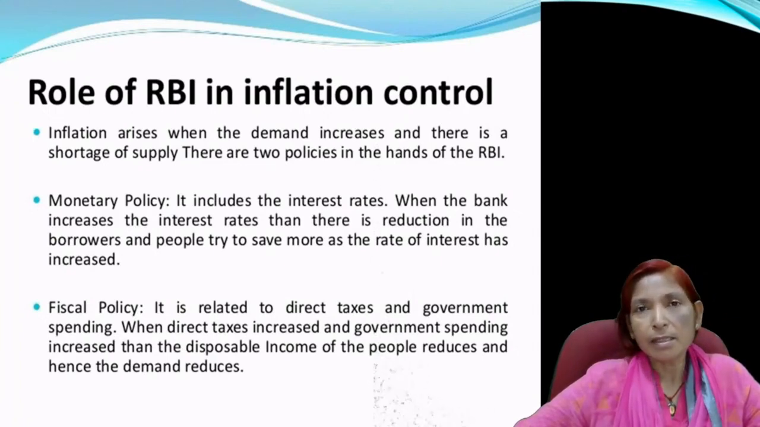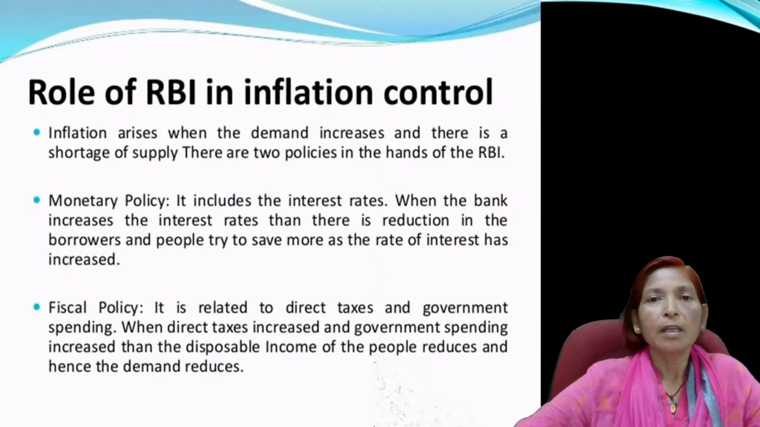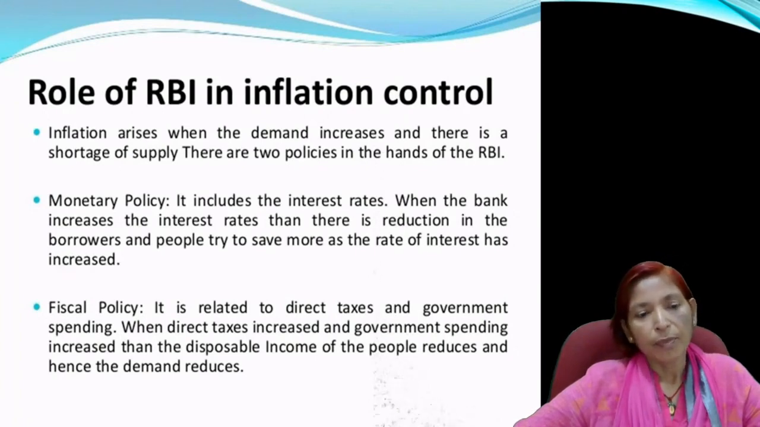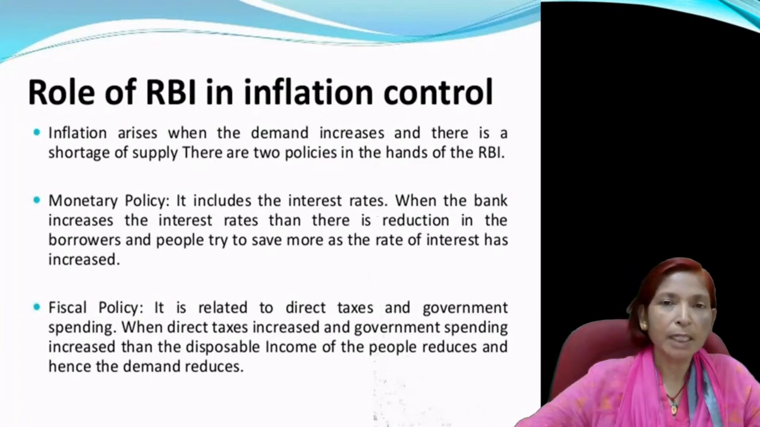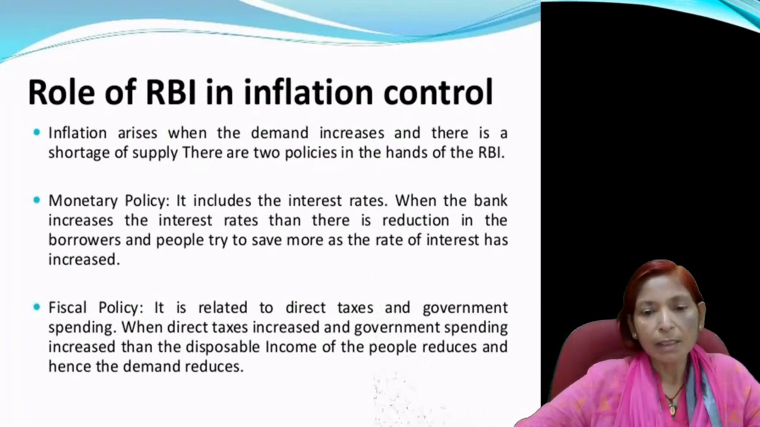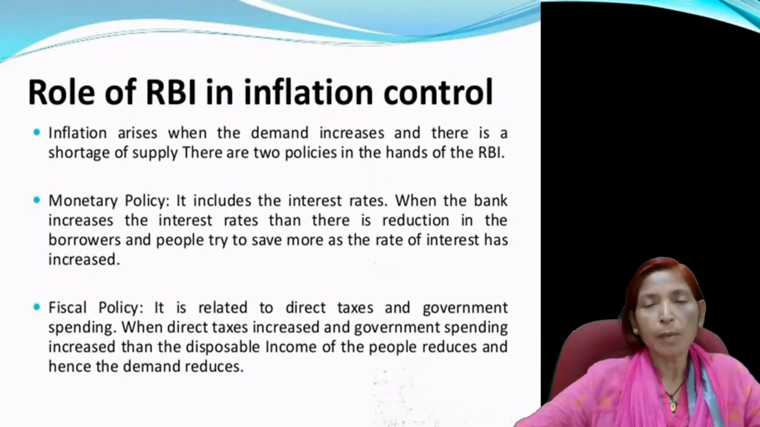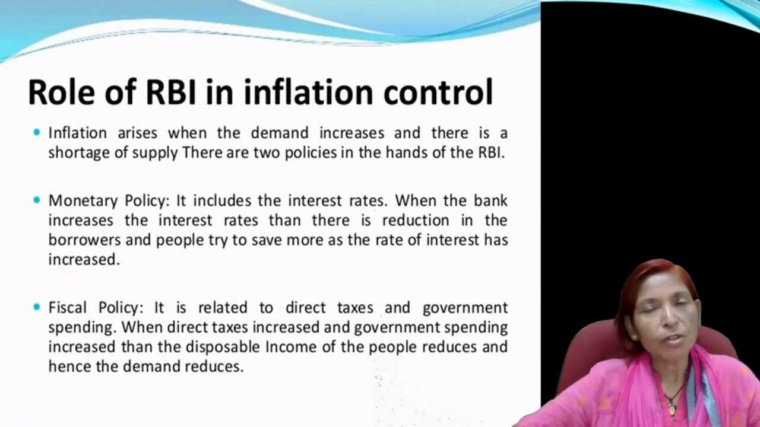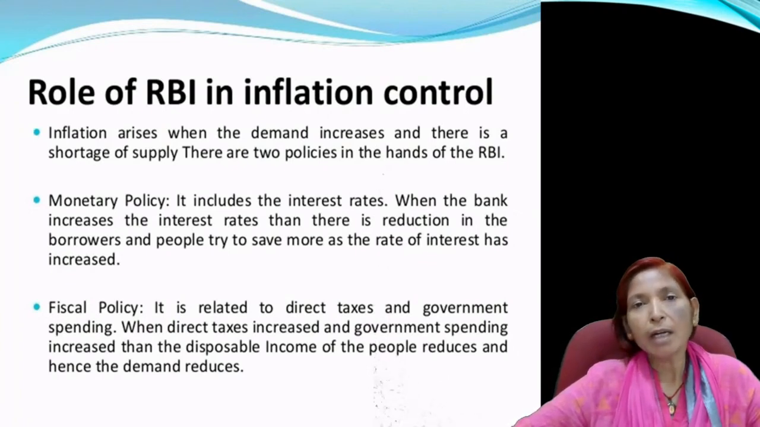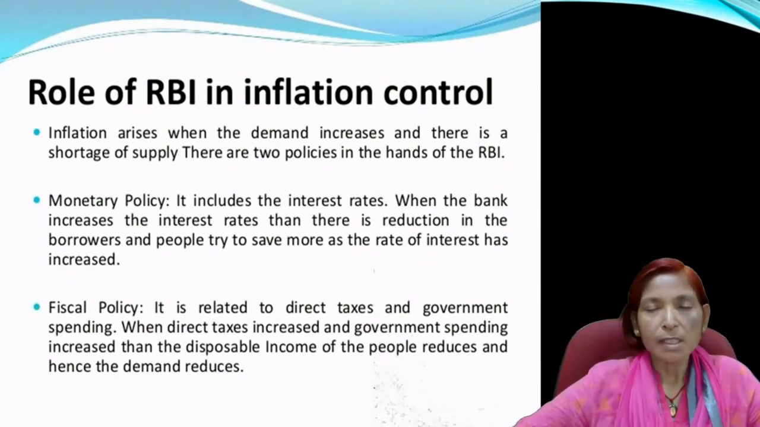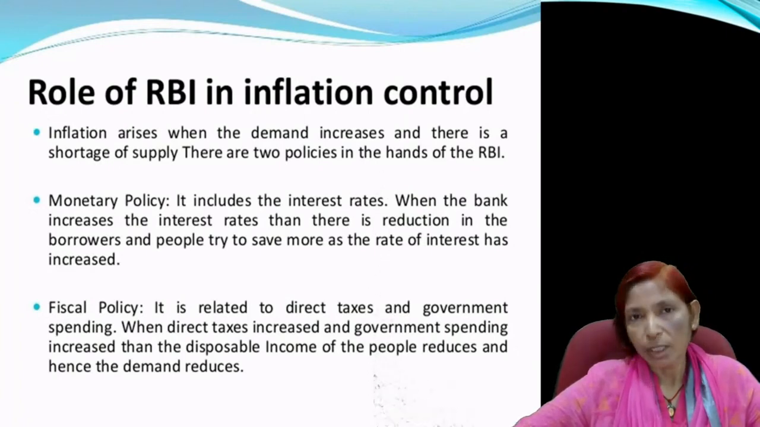When direct taxes increase and government spending decreases, then the disposable income of the country's people decreases, because one person's expenditure is another person's income. If government spends less money and imposes more taxes on consumers, then the purchasing power of the country's people will reduce and hence the demand reduces. To decrease the demand level, we can control the situation of inflation because generally inflation arises when demand is more than supply. This is known as demand pull inflation.